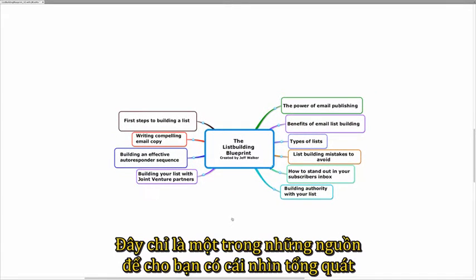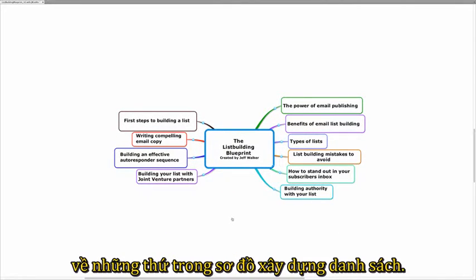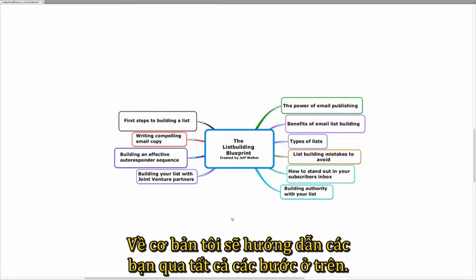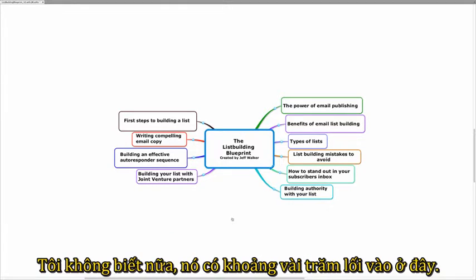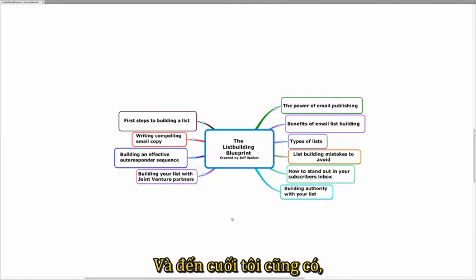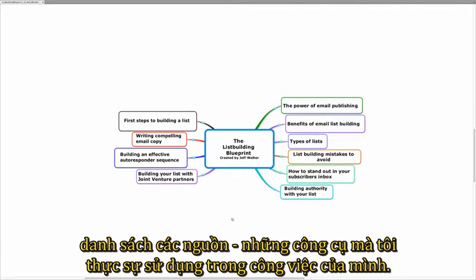So I just wanted to give you a quick overview of what's included in the list building blueprint. Basically, you're going to be able to walk through every step, there's probably a couple hundred different entries in here. And then at the end of that, I also have a list of resources. These are the tools that I actually use in my business.